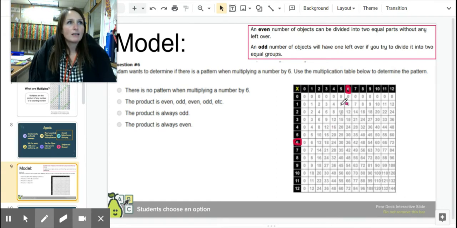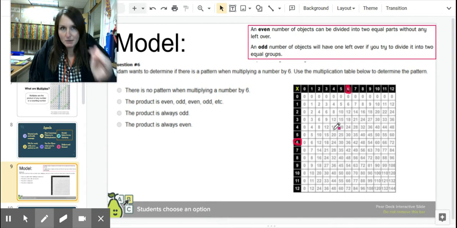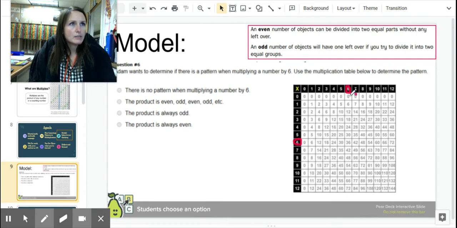You don't have to find 6 times 6 here. We're looking at all the times 6's. So 6 times 0 is 0, and 6, 12, 18. So this one says there's no pattern. The product is even, odd, like going back and forth. Or the product is always odd, or it's always even. So even, I remember, are like 2, 4, 6, 8, 10. And then it continues 12. Odds would be 1, 3, 5, 7, 9, 11, and so on.